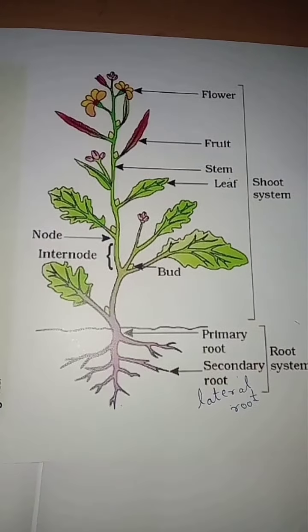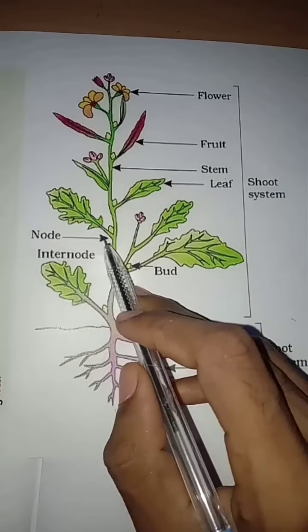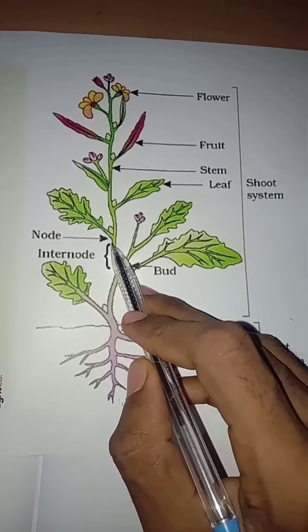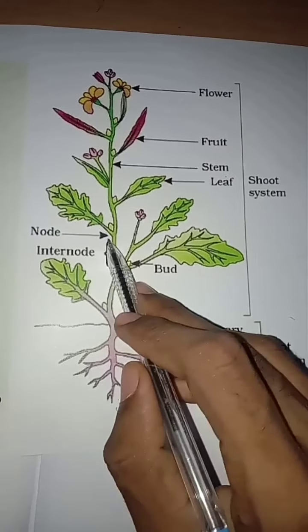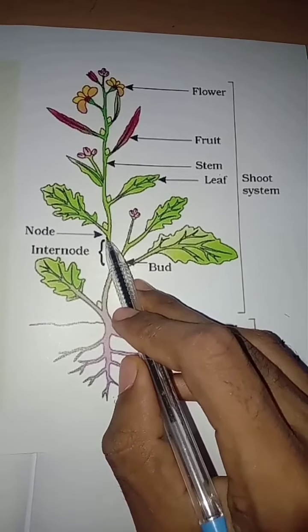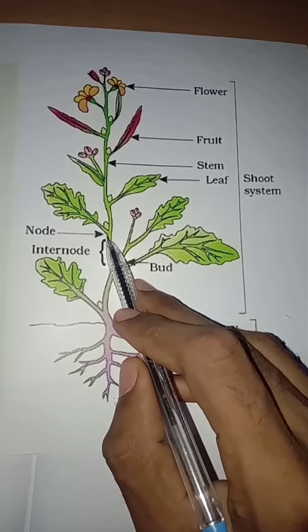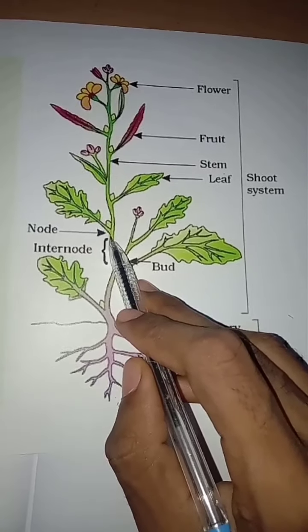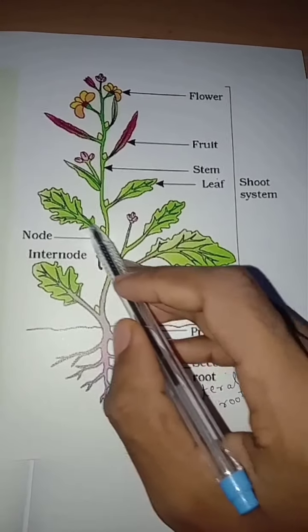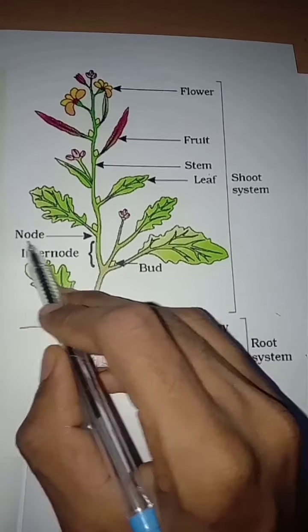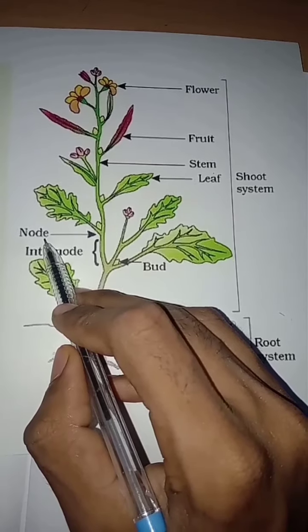And the next one is the node. This one is called a node, children. It is part of the stem, where tiny branches come out. These tiny branches come out from the node.